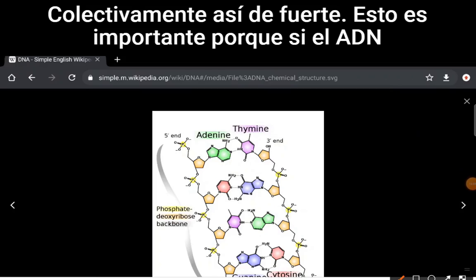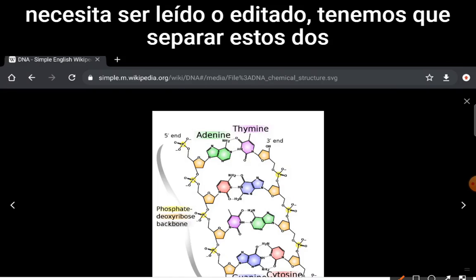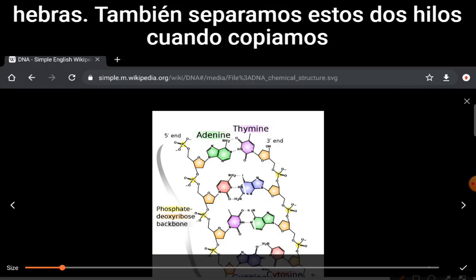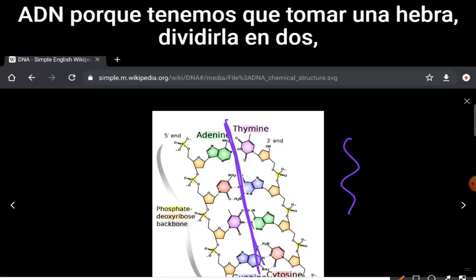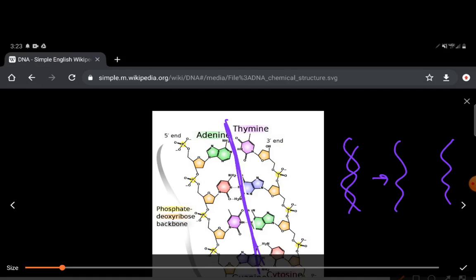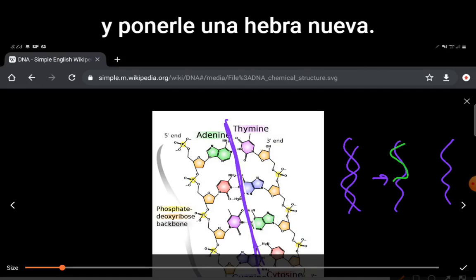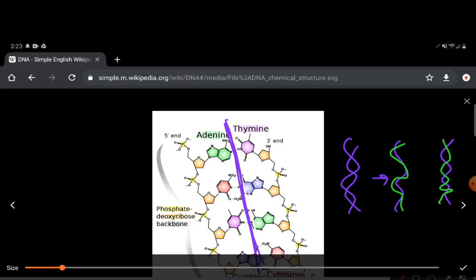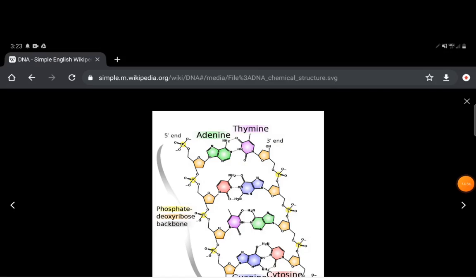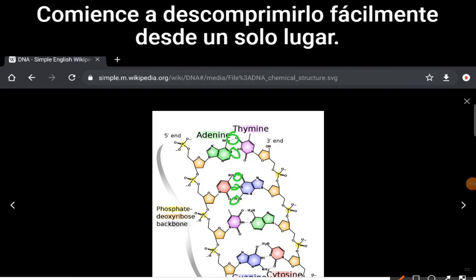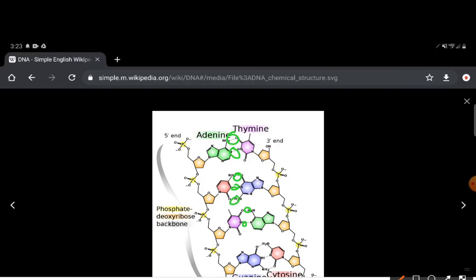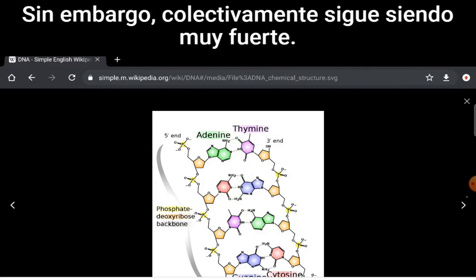This is important because if DNA needs to be read or edited, we have to separate these two strands. We also separate these two strands when we copy DNA because we have to take one strand, split it in two, and put a new strand on it. And so it's good that each of these is weak because we can easily start unzipping it from one place. However, collectively still very strong.